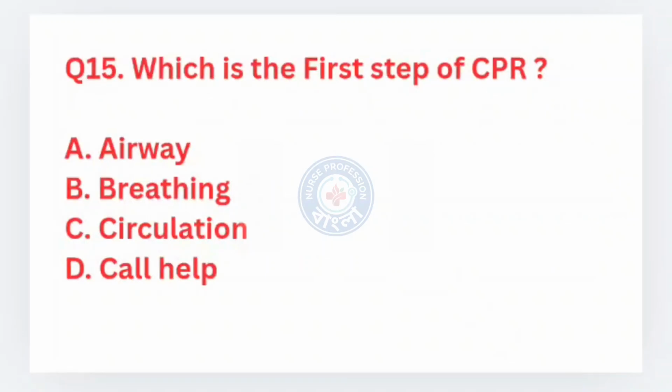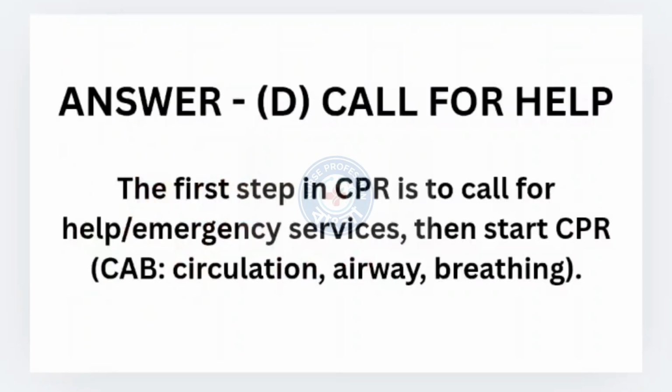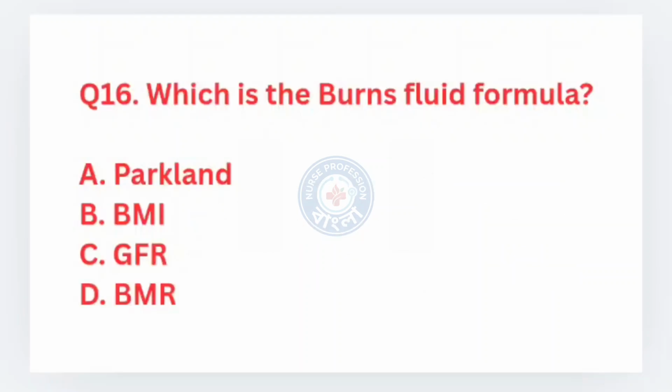15. Which is the first step of CPR? Airway, breathing, circulation, and call for help. Answer: call for help. The first step in CPR is to call for help from emergency services. Then start CPR, CAB: circulation, airway, breathing.